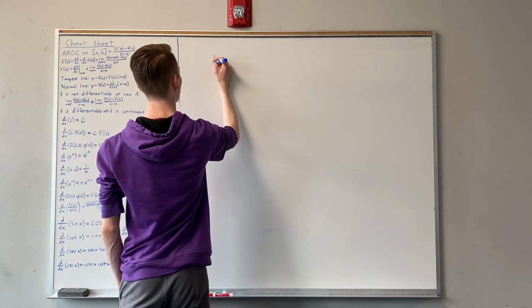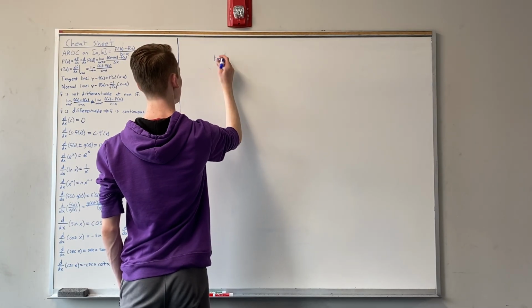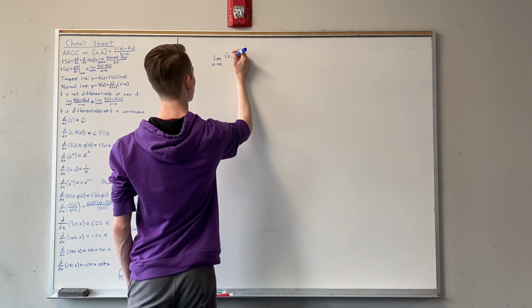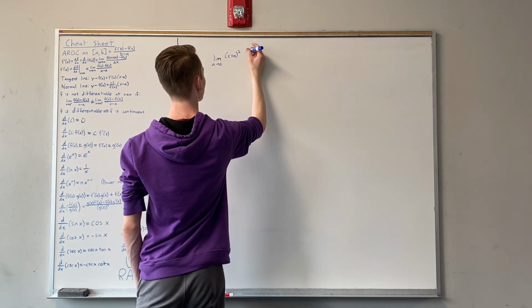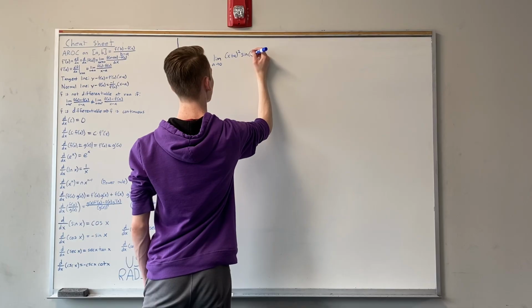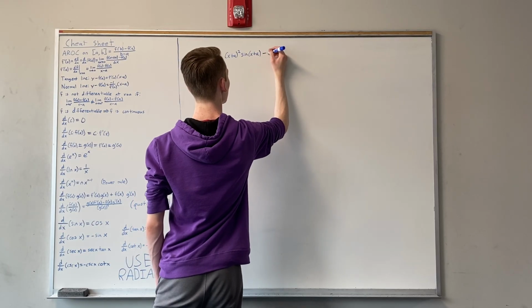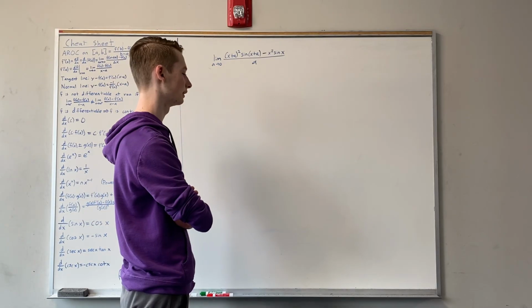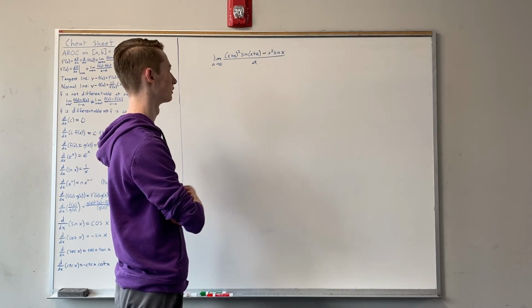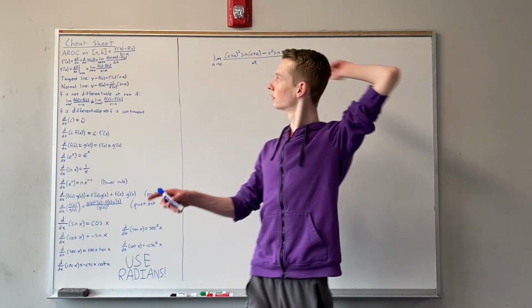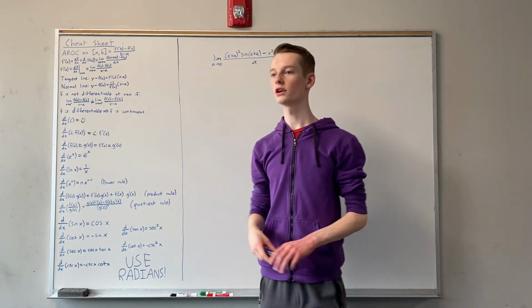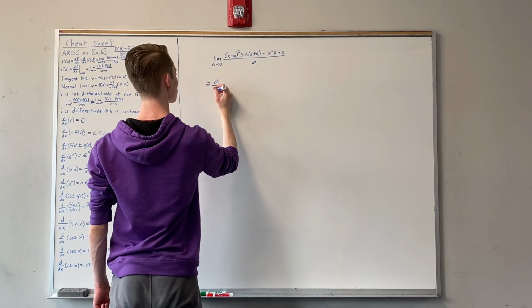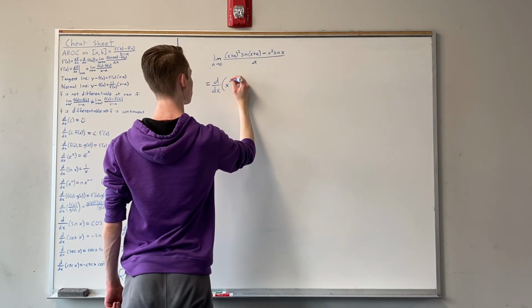It is the limit as a approaches 0 of (x plus a) squared sine of (x plus a) minus x squared sine of x, all over a. Luckily, now we can look at this and go, oh, hey, you know what this looks like? So this is just the derivative with respect to x of x squared sine of x.